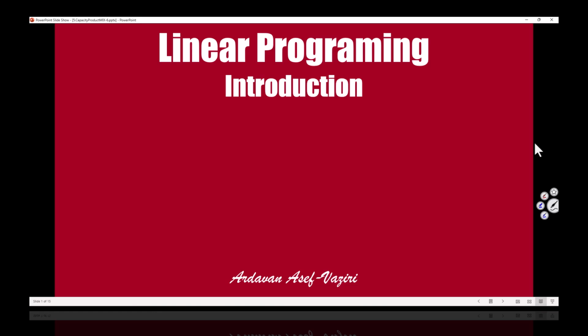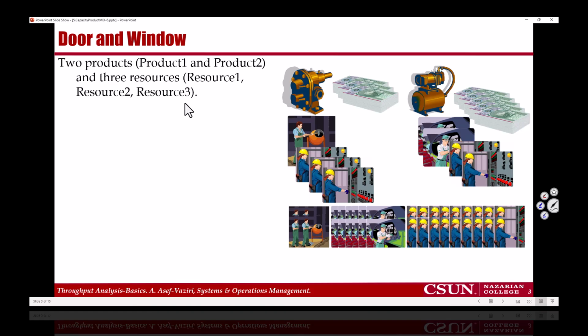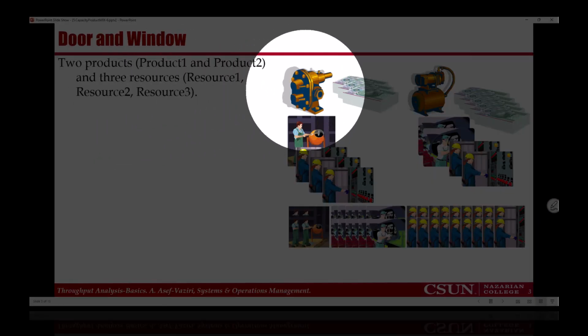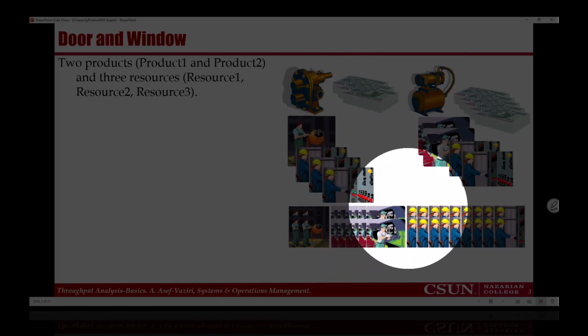Introduction to Linear Programming. Thank you very much for attending this session. Today I'm going to introduce you to linear programming by using a prototype example from Hillier and Lieberman's famous book, Introduction to Operations Research. We have two products, product 1 and product 2, and they use 3 resources.